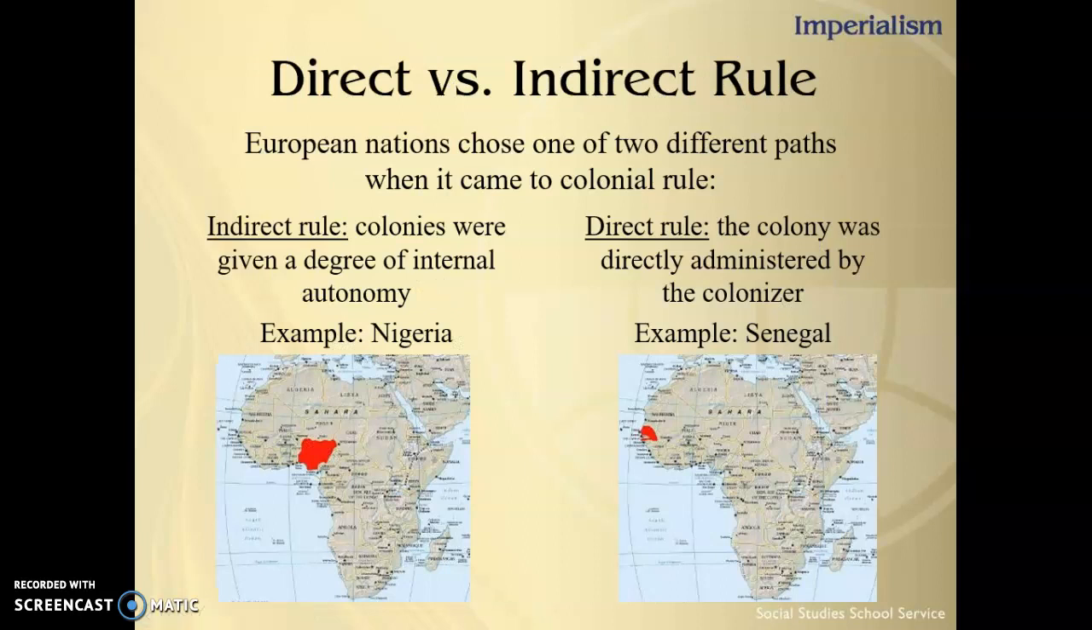And there were two ways that they ruled the areas of Africa. Indirect rule. Colonies were given a degree of internal autonomy, such as Nigeria here. The British will practice the idea of indirect rule here in Nigeria, but direct rule with Senegal, where the colony was directly administered by the colonizer.